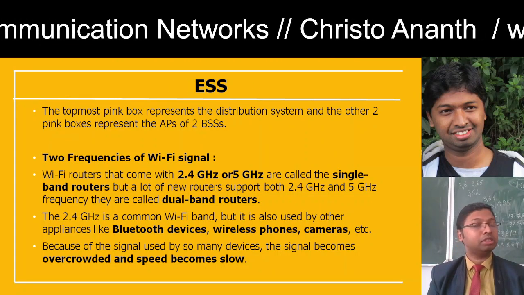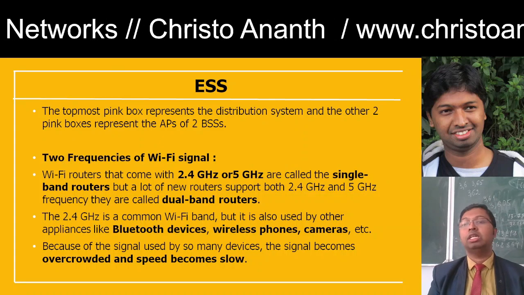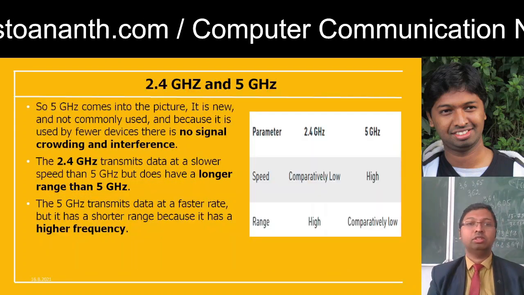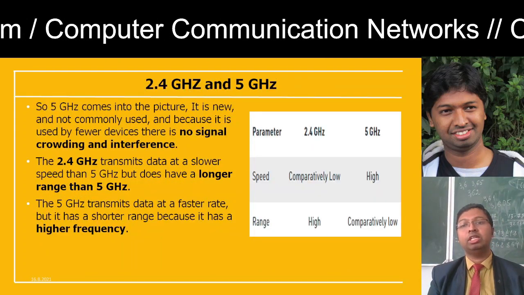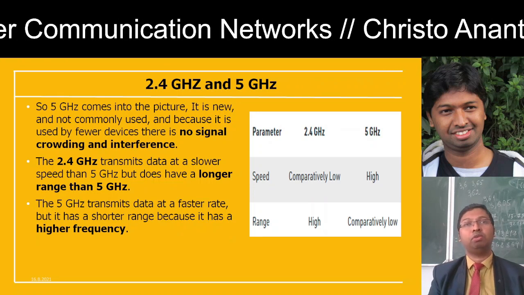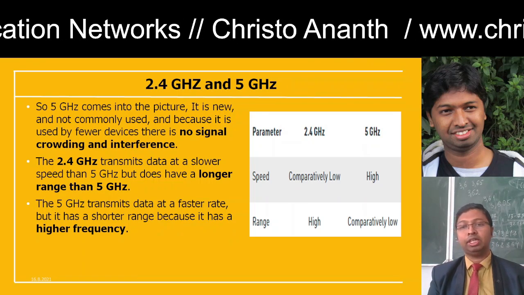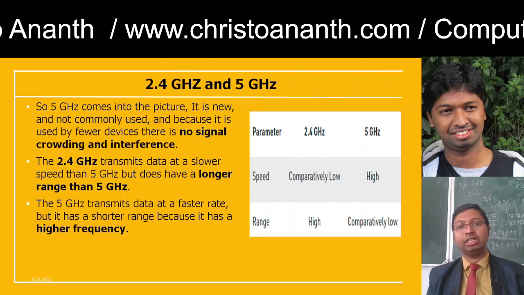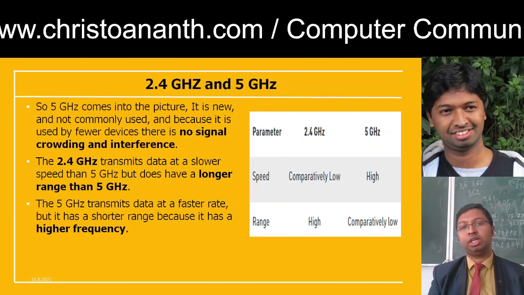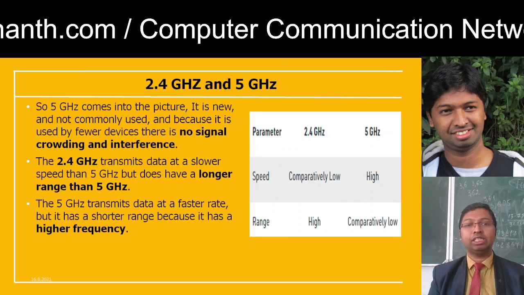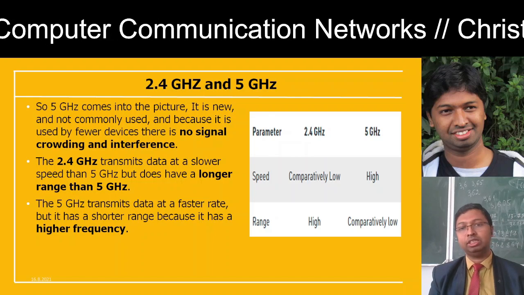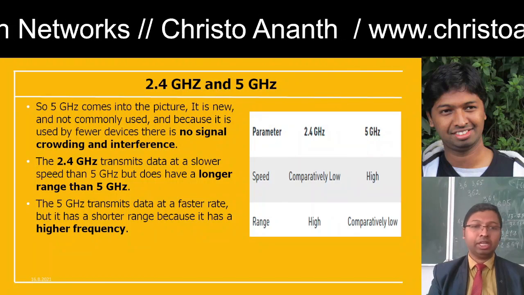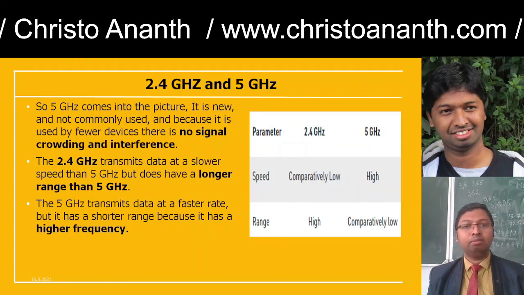Since the signal is being used by several devices, it becomes overcrowded, and definitely the speed will be much less. So this is 2.4 and 5 gigahertz. The speed is comparatively low with 2.4 gigahertz and high with 5 gigahertz. But the range of 2.4 gigahertz is high, whereas 5 gigahertz is actually low. So 2.4 gigahertz transmits data at a slower speed than 5 gigahertz, but has a longer range. 5 gigahertz transmits at a faster rate, but has a short range.